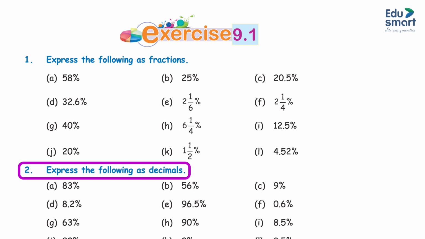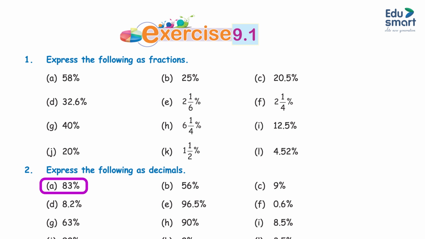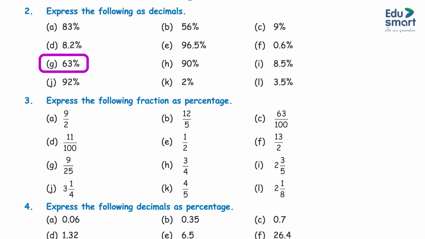Question 2. Express the following as decimals: A 83%, 0.83, B 56%, 0.56, C 9%, 0.09, D 8.2%, 0.082, E 86.5%, 0.865, F 0.6%, 0.006, G 63%, 0.63, H 90%, 0.9, I 8.5%, 0.085, J 92%, 0.92, K 2%, 0.02, L 3.5%, 0.035.